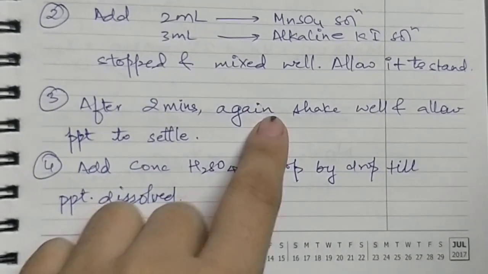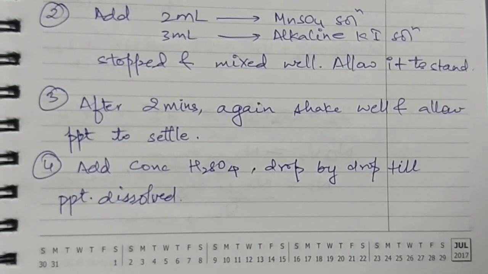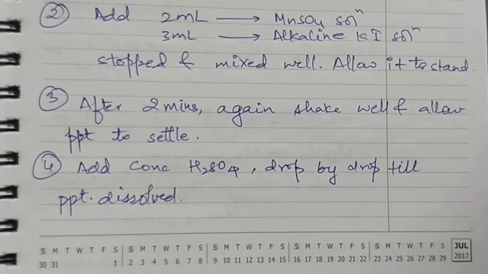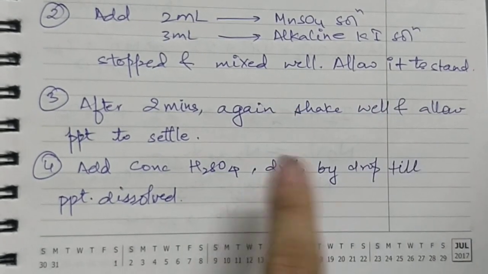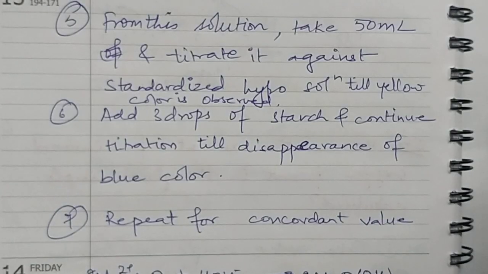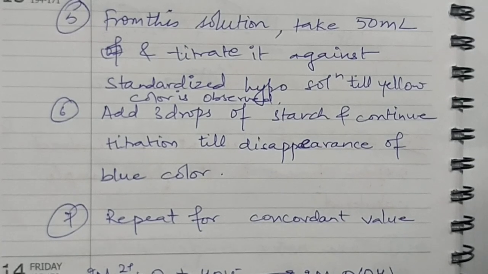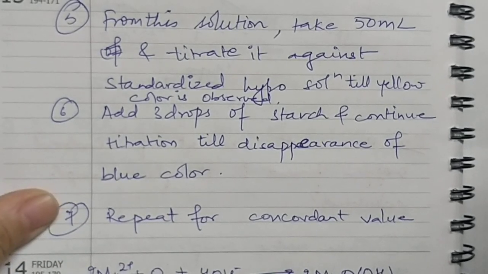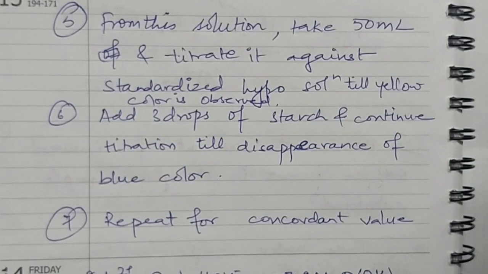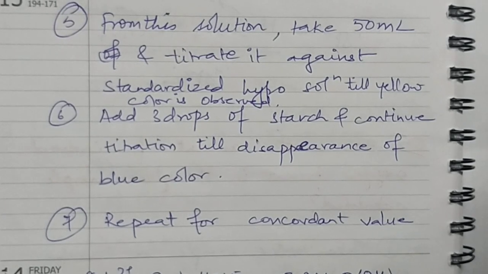After 2 minutes you again shake the bottle and let the precipitate settle. There will be a precipitate forming, and this precipitate is brown in color. After the precipitate is settled, you add conc H2SO4 solution till all the precipitate gets dissolved. The acidic media will start liberating iodine from the iodide solution when you provide H2SO4 to the solution. Now this solution is brown in color.